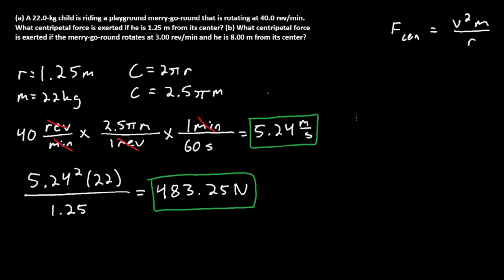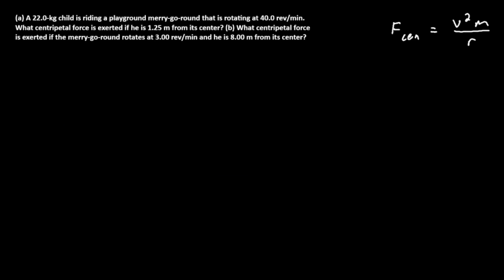So this is the force required to keep the child within the spin of the merry-go-round. Now, how about part B? What centripetal force is exerted if the merry-go-round rotates 3 revolutions per minute and he is 8 meters from the center? So I'm just going to erase this part since we don't need it anymore.